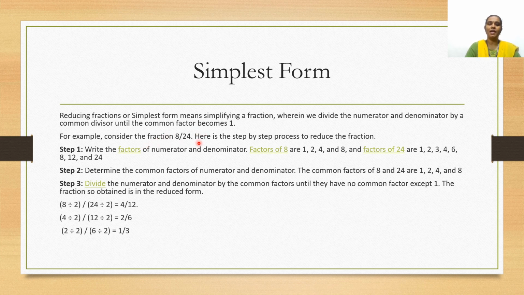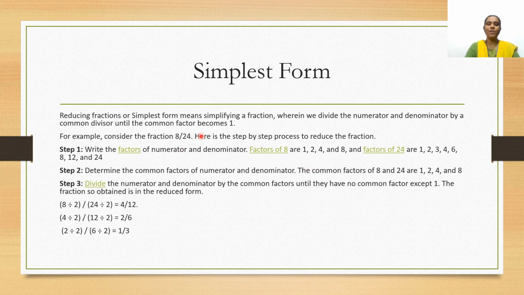Let us consider the fraction 8 by 24. What is common between the number 8 and 24? What is the common factor? Let us see what are the factors of 8 first. The factors of 8 are 1, 2, 4 and 8. What are the factors of 24? 1, 2, 3, 4, 6, 8, 12 and 24. And find the highest common factor, 8 and 24. The HCF of 8 and 24 is 8.